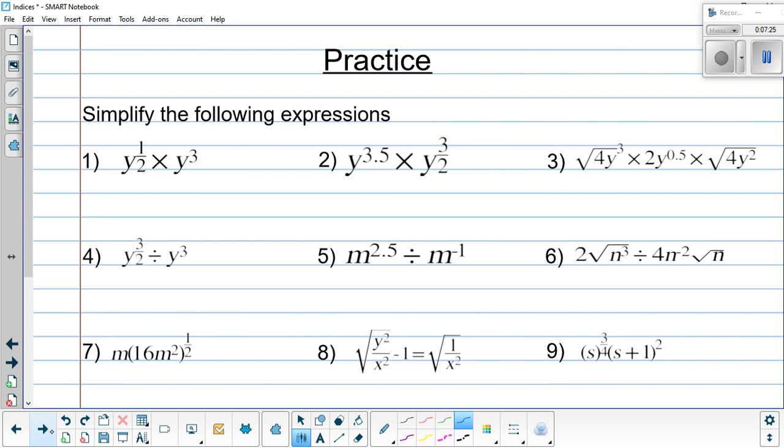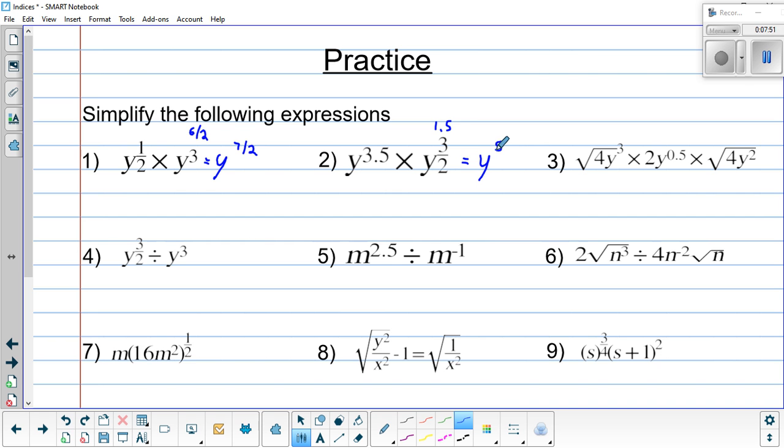Okay, so here we're going to just add our bases. So we can write this as 6 over 2, just to have it the same. So this is going to be y to the 7 halves. Next, same thing, we're just adding. So here, I'm going to turn this into a decimal, to make my life a little bit easier. So we are going to add our indices, 3.5 and 1.5, is y to the 5.